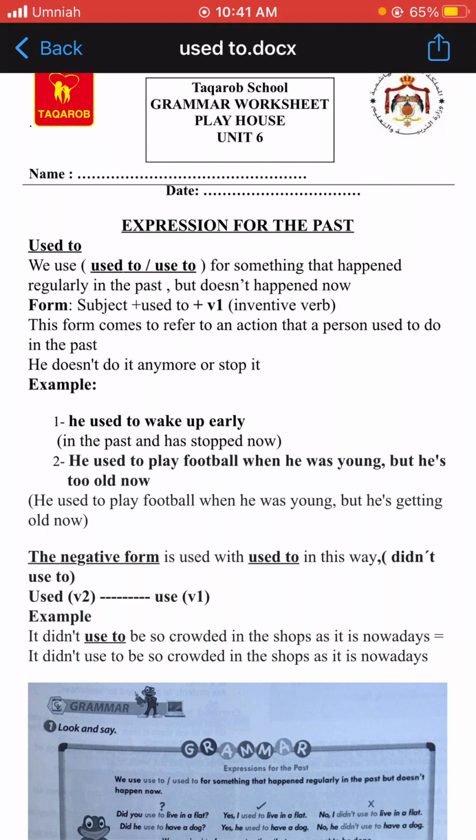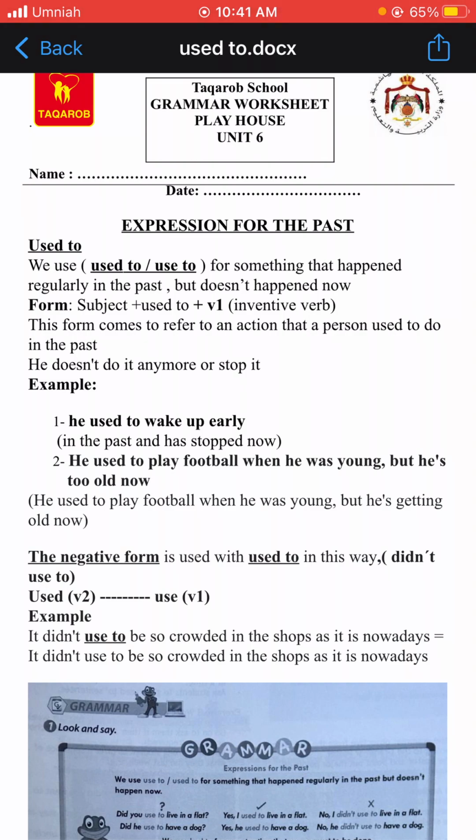So I will explain this sentence. He used to play football when he was young. كلنا متفقين إنه he used to play football when he was young. But be careful, he's getting old now. So it does not happen now, right? So he cannot play football, right?